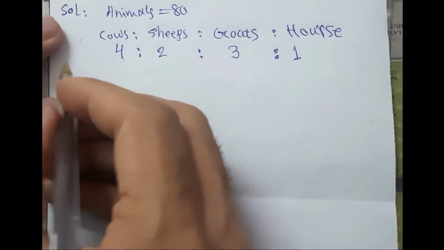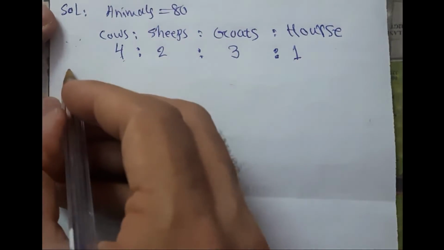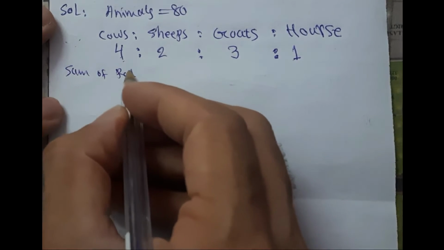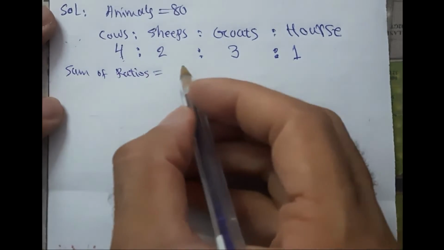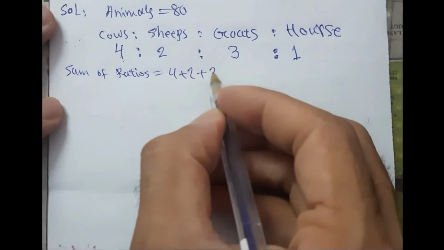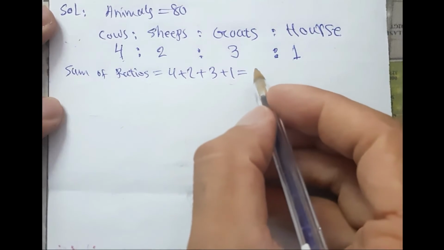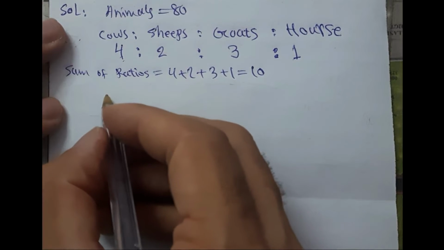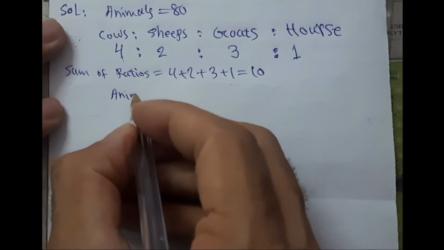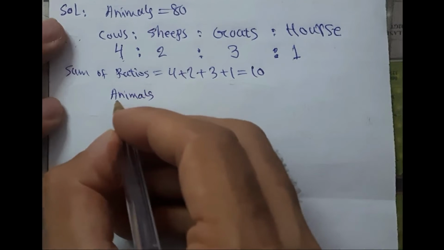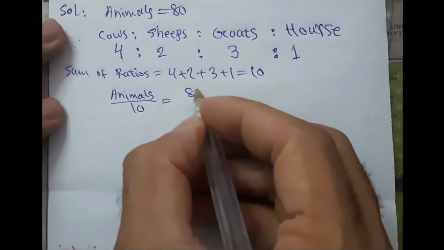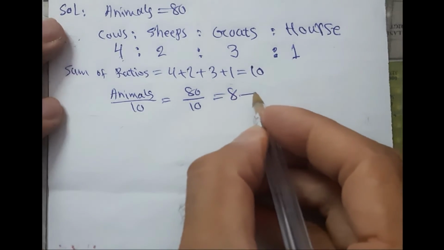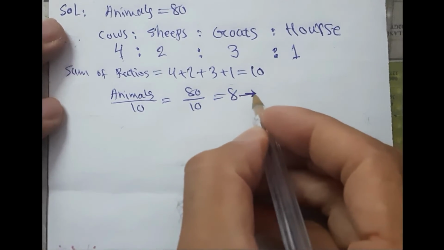First we add up the ratios. The sum of the ratios is equal to 4 plus 2 plus 3 plus 1, which is equal to 10. Now animals divided by 10: 80 divided by 10 is equal to 8. Now, 8 is the rate of animals.